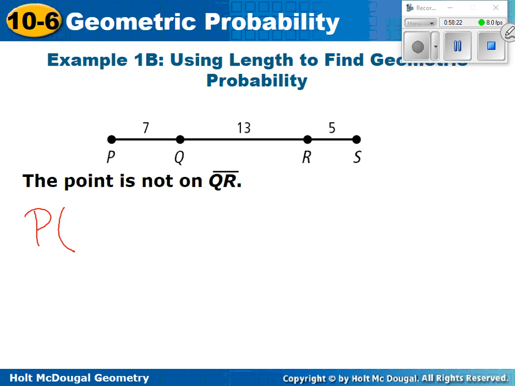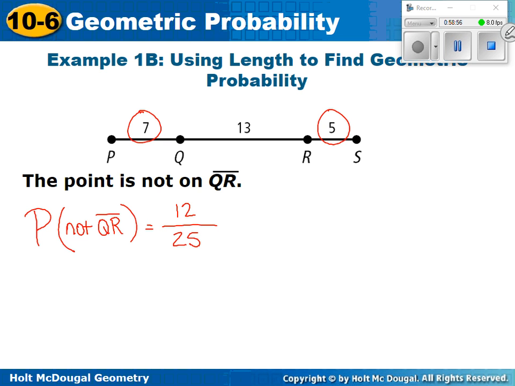It didn't say find the probability of QR. It said find the probability of not QR. So we want to find the probability of not QR. So if we don't want QR, what do we want? PQ and RS. So what's the distance from PQ and RS? 12. 7 plus 5. And what's the total distance? 25. So again, it's what you want out of the total.